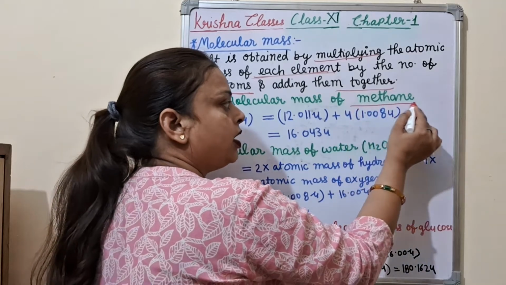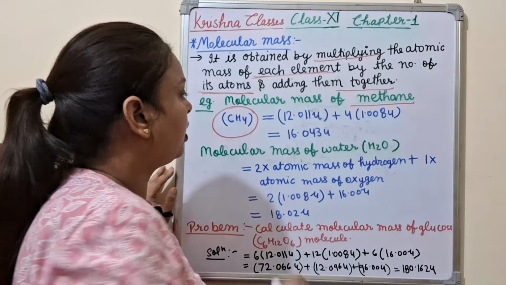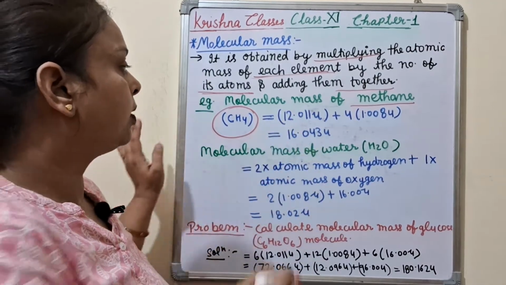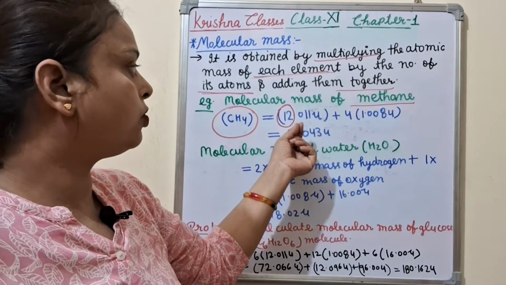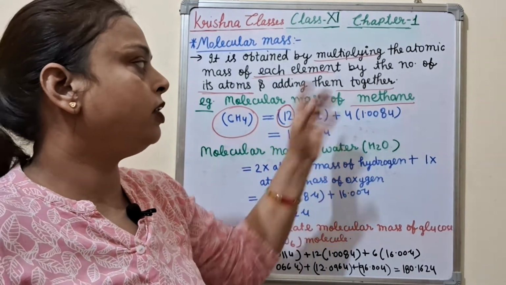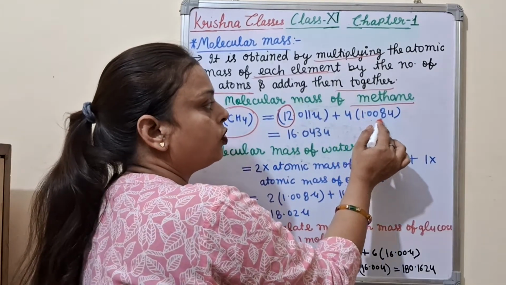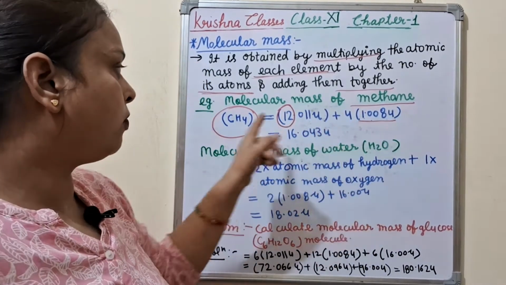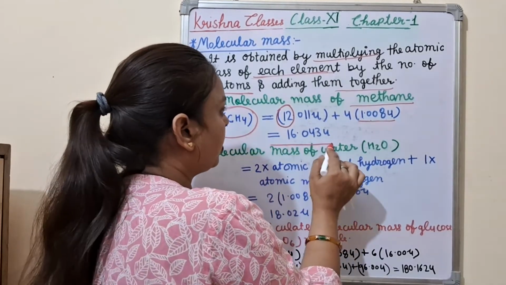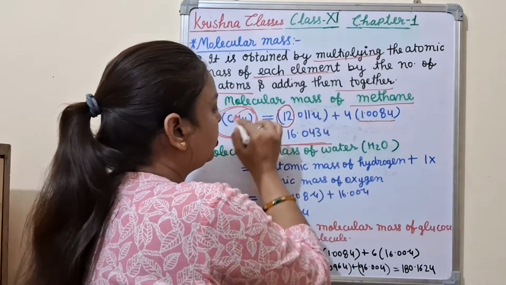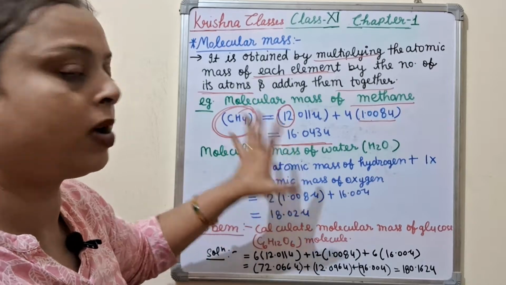Molecular mass of methane. What is the molecular mass of methane? Here the formula of methane is written. Atomic mass of carbon is 12.011 u plus atomic mass of hydrogen is 1.008 multiplied by 4, because here hydrogen is 4. So the total molecular mass of the compound is 16.043 u. This is the methane molecular mass.